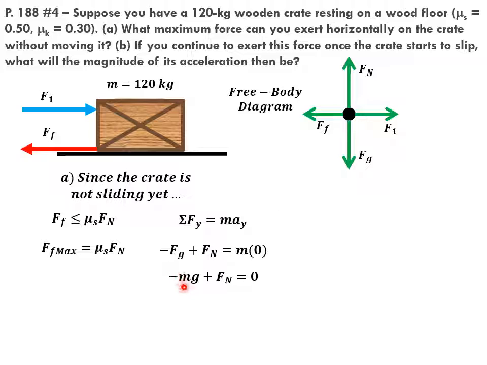So force of gravity is going to be mass times gravity. We have an equation for that. This side of the equation is going to be 0.